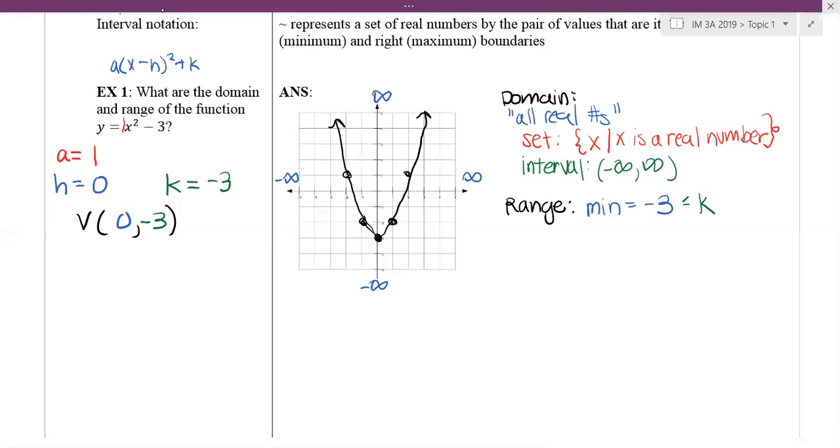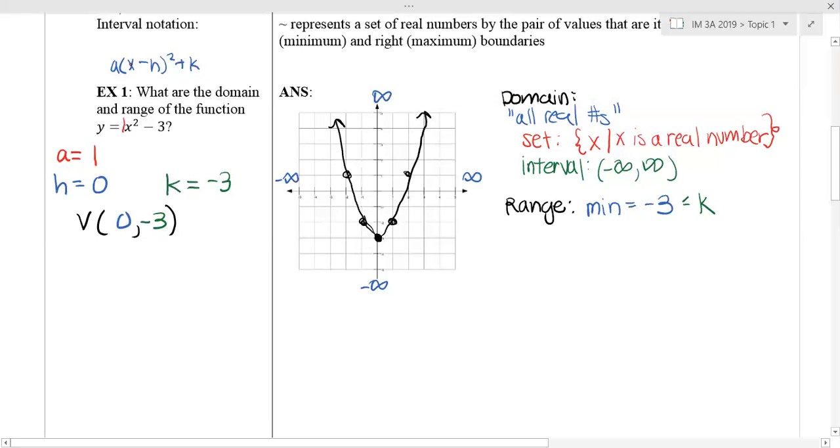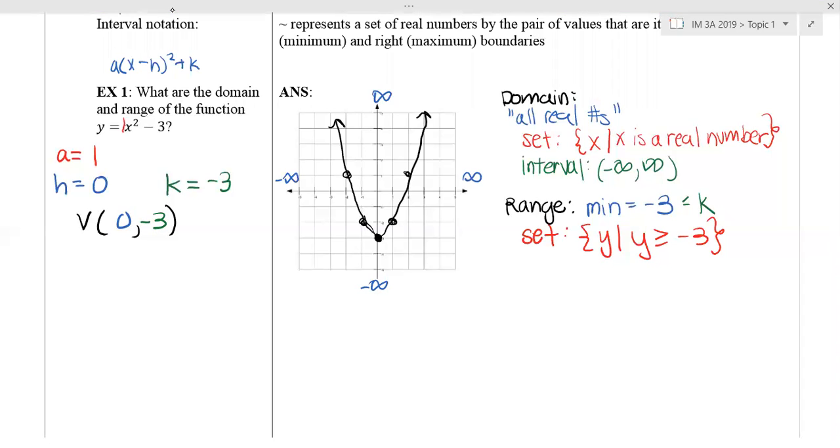If I want to write that in set builder notation, I can see that it keeps increasing in the upwards direction and has no maximum, so range is going to be the set of all y such that y is greater than or equal to -3. It starts at -3, and then the graph keeps going forever in the upward direction. So it's any number greater than, but also equal to, -3.